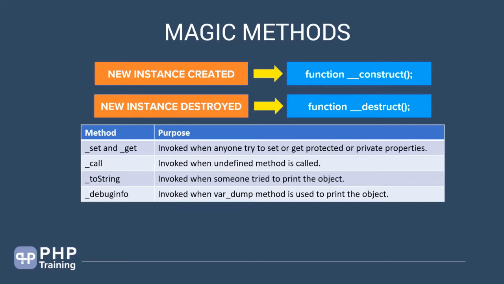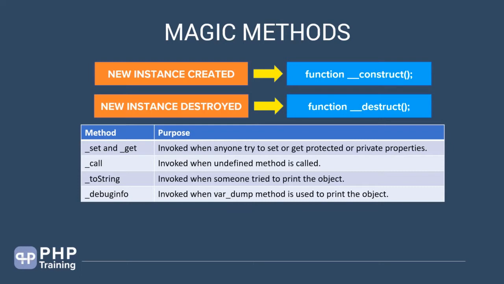There's another method called __toString. When someone tries to print the object, you can take control back to your __toString method, and you can choose how you want to display the object. It is a magic method that is invoked automatically when someone tries to do a print operation on the object.